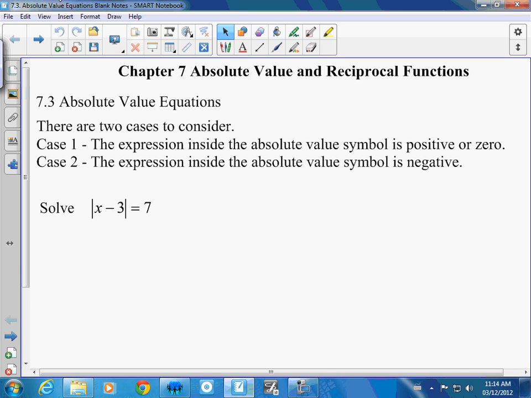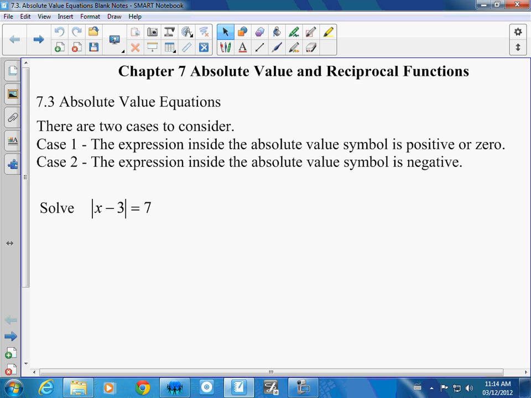All right. Absolute value and reciprocal functions. We're going to start with basic absolute value. I think reciprocal functions are 7.4 if I'm not mistaken. We'll do those coming up.